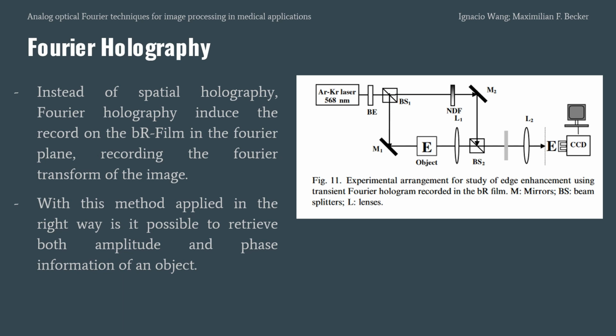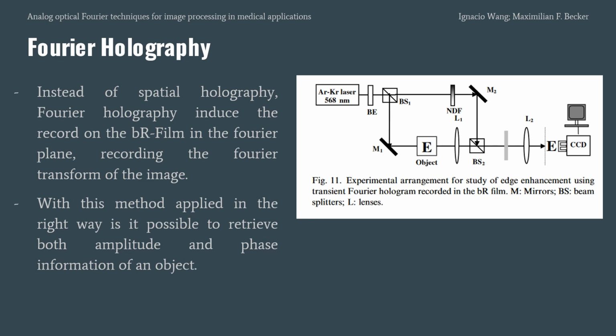So now to get to holography. Fourier holography, instead of spatial holography, records our image onto the film in the Fourier plane, so recording the Fourier transform of the image. If we apply this method in the right way, it's possible for us to retrieve both the amplitude and the phase information of our original object. As you can see in the picture, that's the basic arrangement of such an experiment.